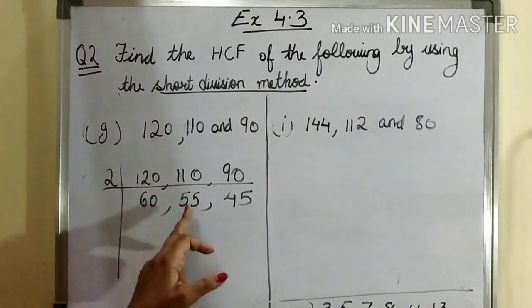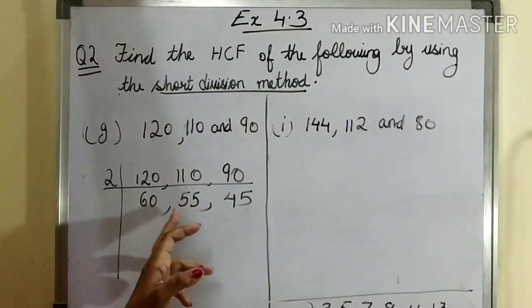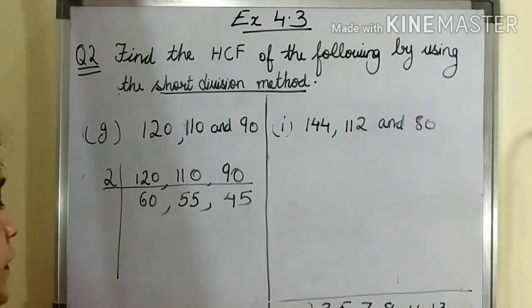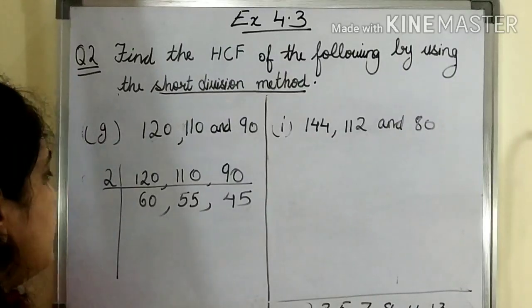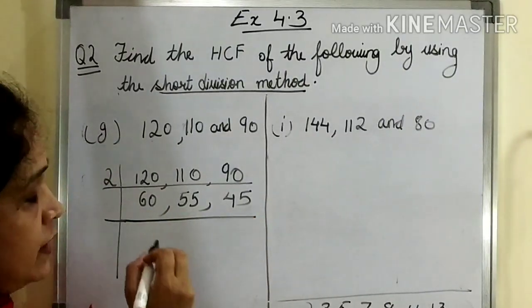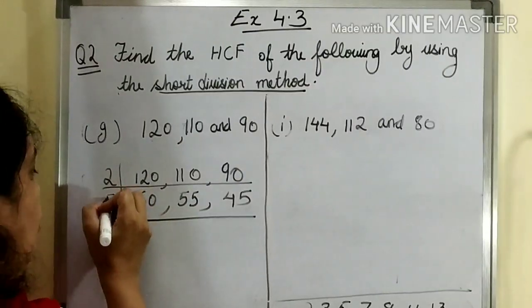3 divides 60 but 3 doesn't divide 55. 3 is not a factor of 55. 3 is a factor of 60 and 45 but not a factor of 55. Then I proceed towards 5. Yes, 5 will divide because all the numbers are having 0 and 5. So definitely 5 is going to divide all the three numbers.